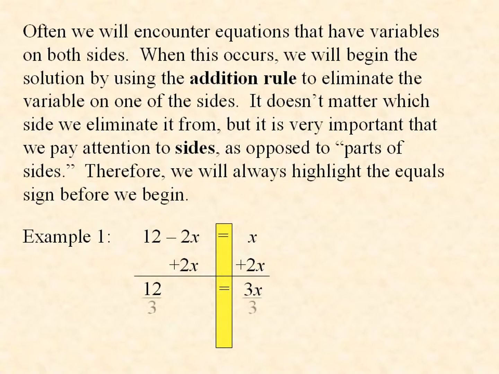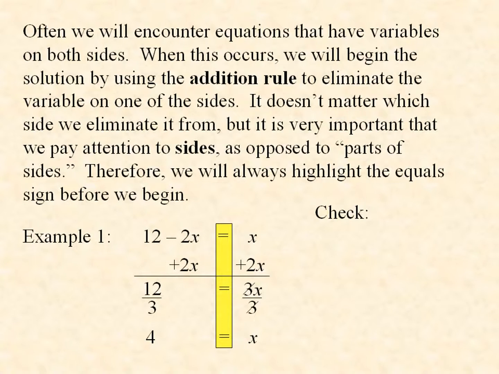Now we can solve the equation by dividing both sides by 3. The 3's cancel on the right, and we're left with 4 equals x. Notice that we had 12 minus 2x on the left side, so we added positive 2x to undo the subtraction or the addition of negative 2x.